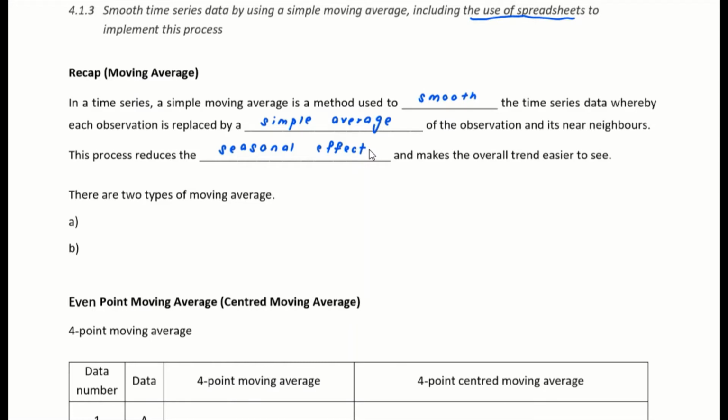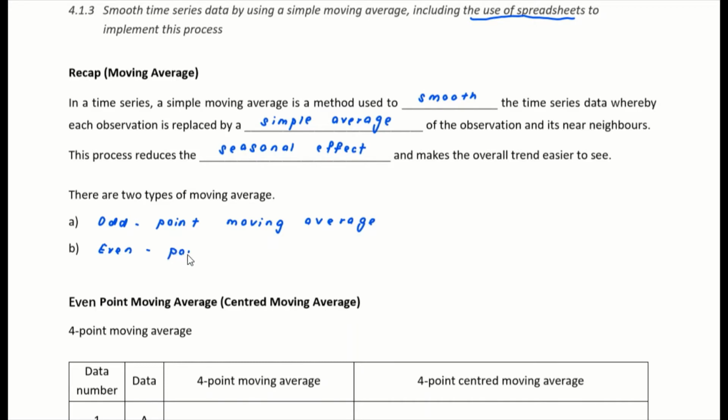There are two types of moving average that we learned in the previous lesson. The first one is odd point moving average, which means that you have an odd number of seasons in your cycle. For example, 3 point moving average, 5 point moving average, or 7 point, 9 point, and so on. The second one, on the other hand, is even point.